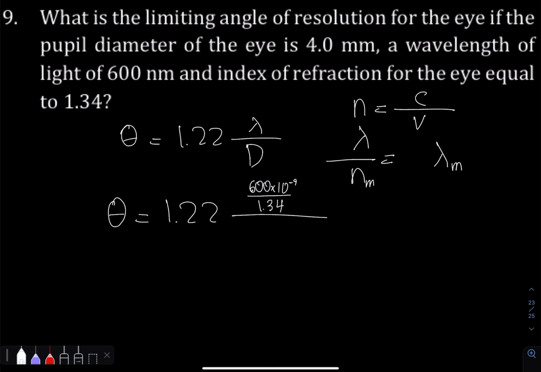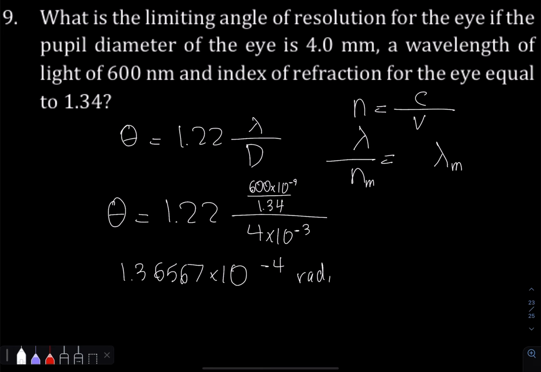And the diameter of the eye is 4 millimeters. So 4 times 10 to the negative 3 meters. So if we do this, that is the angle of resolution.